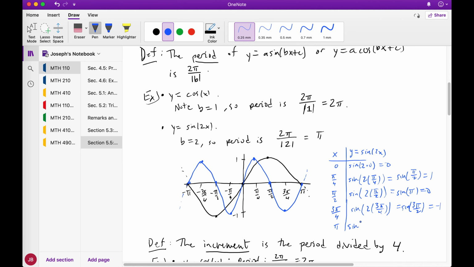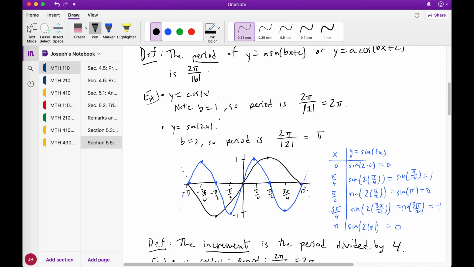And then plug in pi into sine of 2x, I get sine of 2 pi, which I know is 0. So find that on your unit circle or your table. But the value is 0.